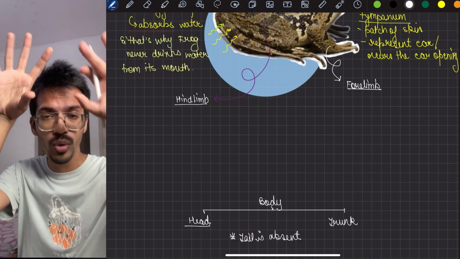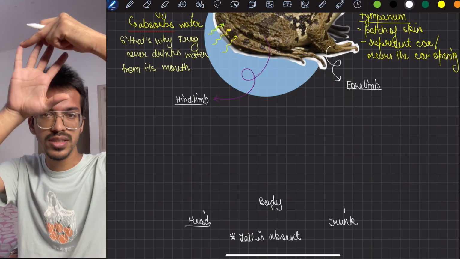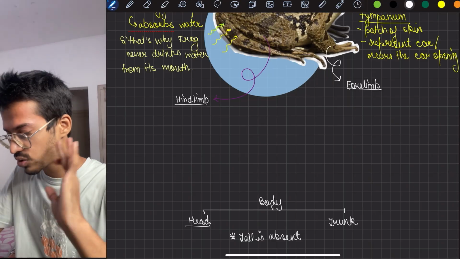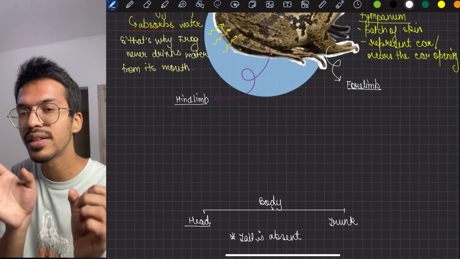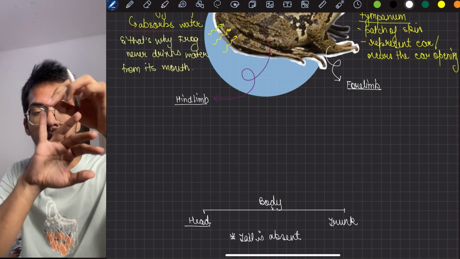Our forelimbs are these, hind limbs are my legs. So how many digits do these hands have? 1, 2, 3, 4, 5. 5 digits. Like this also we have to study how many digits there are, and what the formula is, meaning how many parts each has.